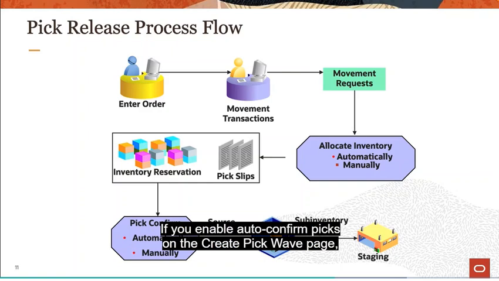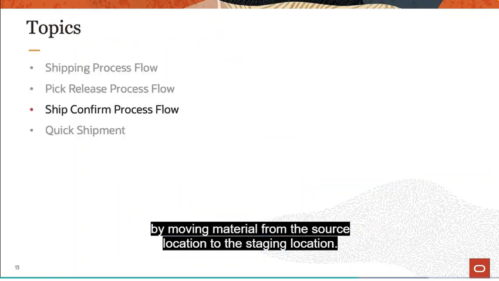If you enable Auto Confirm Pick on the Create Pick Wave page, or if you clear Pick Confirmation Required in the inventory organization parameters, pick confirmation happens automatically. If you pick confirm manually on the Confirm Pick Slip page, pick confirm completes the subinventory transfer by moving material from the source location to the staging location.